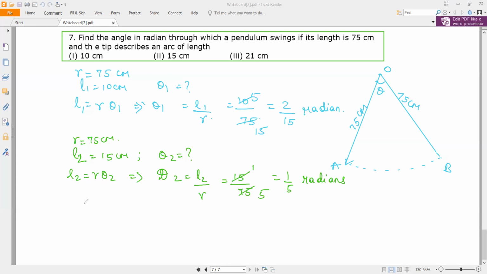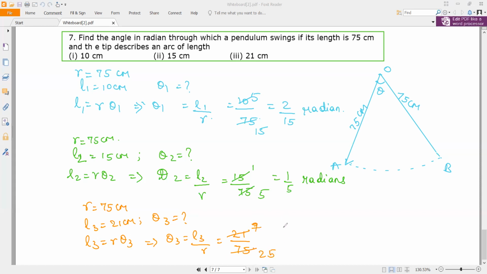Next, R is equal to 75 centimeter. L3 is equal to 21 centimeter. Theta3 is equal to question mark. L3 is equal to R theta3. Theta3 is equal to L3 upon R, which is 21 upon 75. Divisible by 3. 3 into 7 is 21, 3 into 25 is 75. So this is 7 by 25 radians. This concludes this exercise. Thank you.